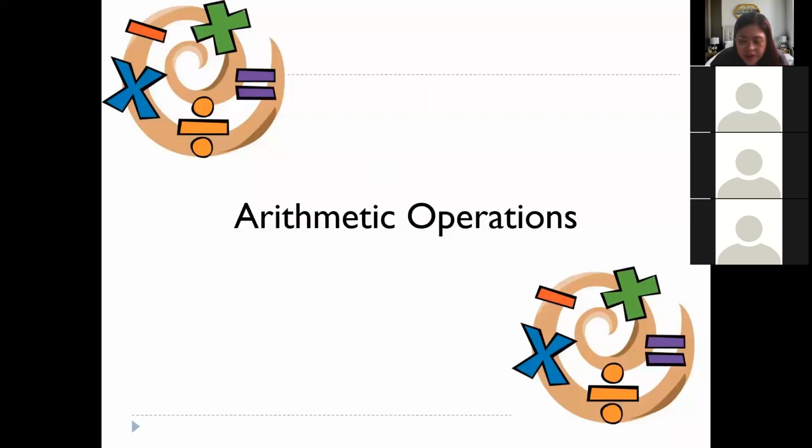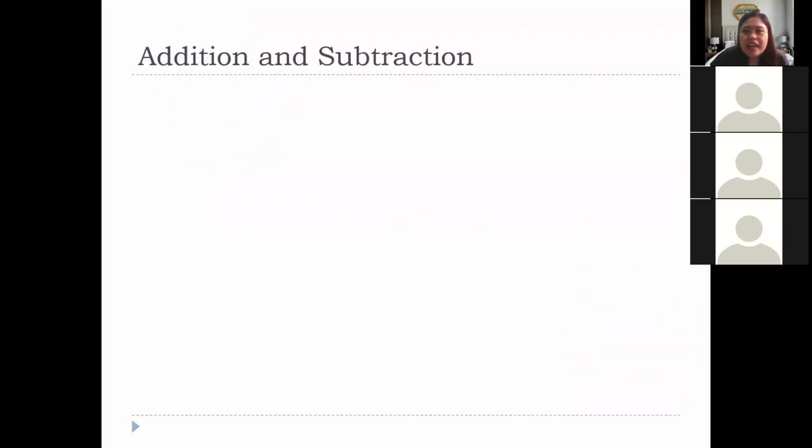Itong arithmetic operations, this is actually very convenient for those who have scientific calculator because you can just input the given in your cycle and then the cycle will give you the correct answer. But for those na walang scientific calculator, you will be doing this manually. And doing the manual computation is not very easy. So for those class, I'll be discussing this.